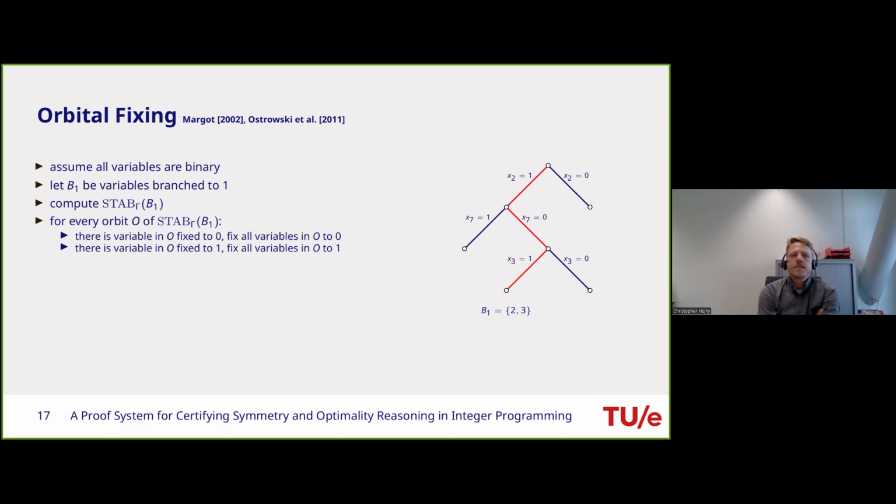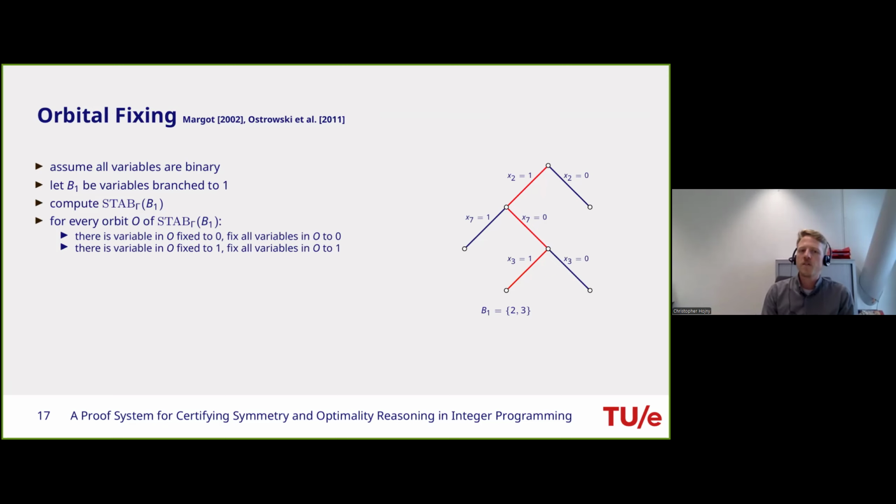Orbital fixing is another technique that is discussed. For the sake of simplicity, let's assume that all the variables are binary. We follow again a path in the branch-and-bound tree. We collect all the variables that have been branched to 1, and then we compute the stabilizer group of this set. So we are only considering permutations that map variables that have been branched to 1 to potentially other variables that have been branched to 1. This is a subgroup of the original symmetry group.